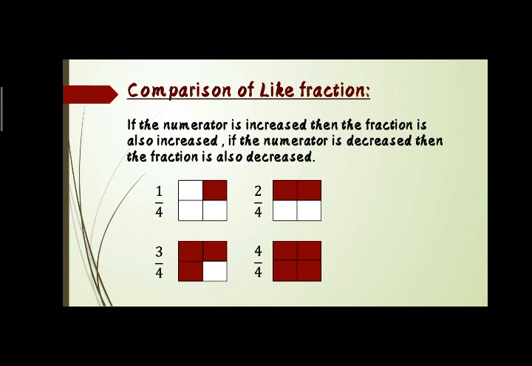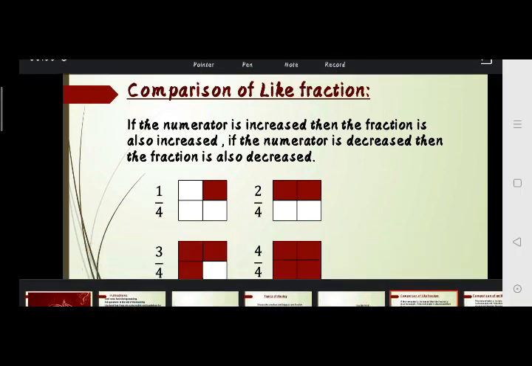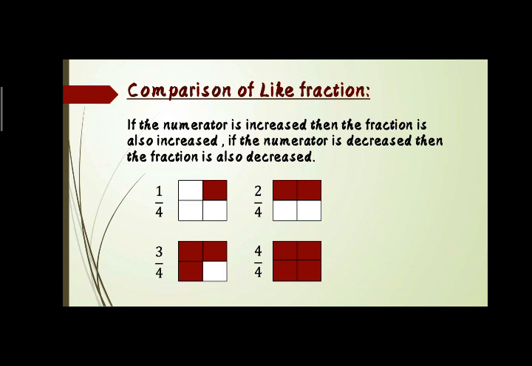Here are 2 shaded parts, here are 3 shaded parts, and the last one is showing the total 4 shaded parts. It means 1 upon 4 is smaller than 2 upon 4, and 3 upon 4 is greater than 2 upon 4, and 3 upon 4 is smaller than 4 upon 4.